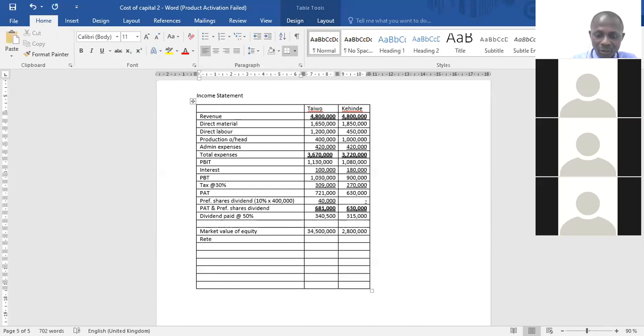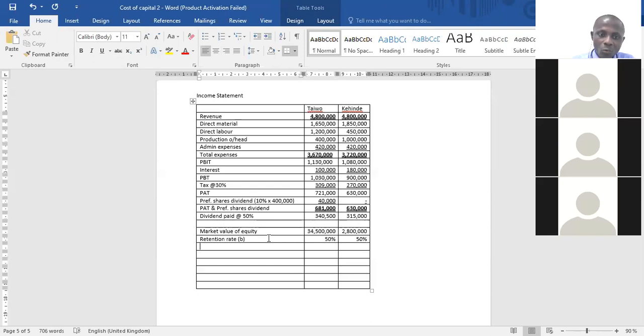Retention rate. The moment it is possible for you to compute all this, your dividend is no longer constant. Retention rate is 50% because we are paying 50% as dividend. So 50%, that's our retention rate.